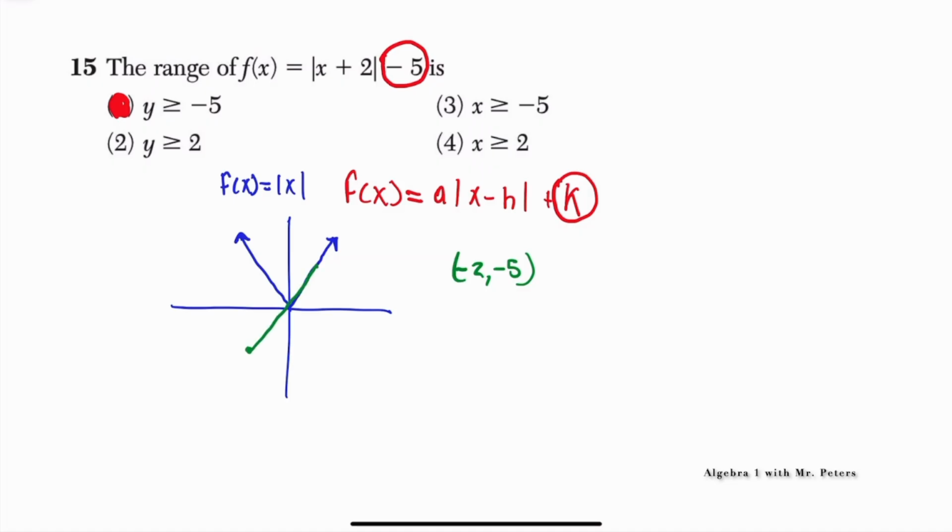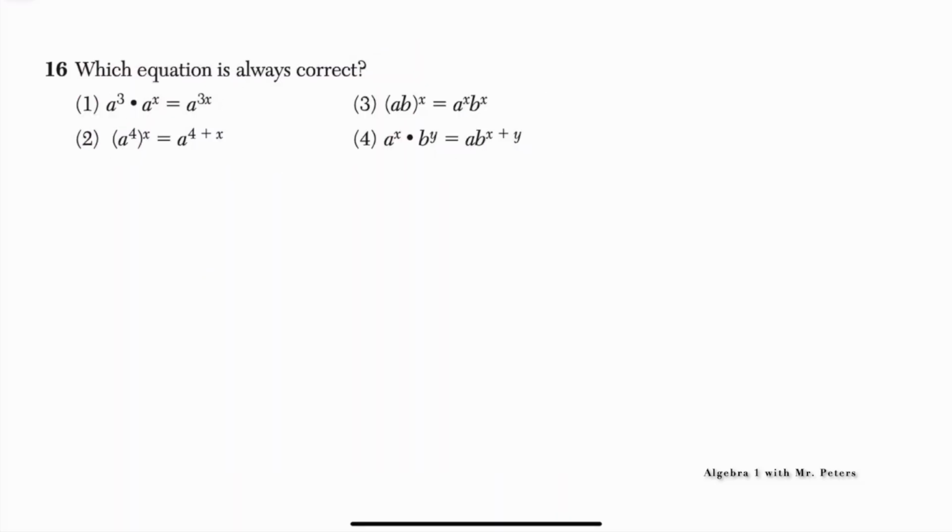Once we draw a line, right, and they ask us for the range, so we're talking about the y values, we know that if this opens up, the smallest y value is going to be at -5. So this is why the range is y is greater than or equal to -5. Problem number 16 states which equation is always correct?